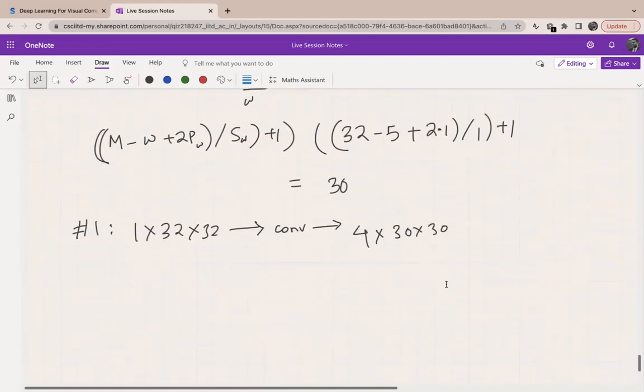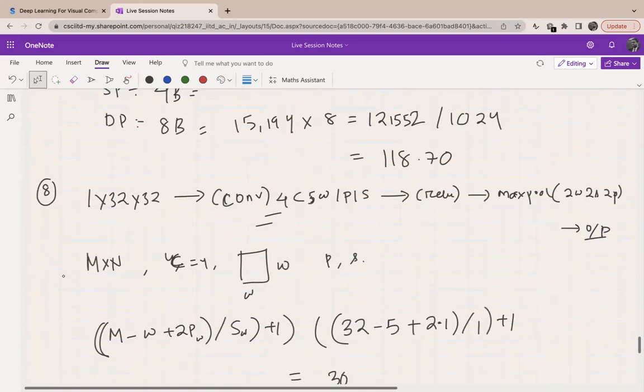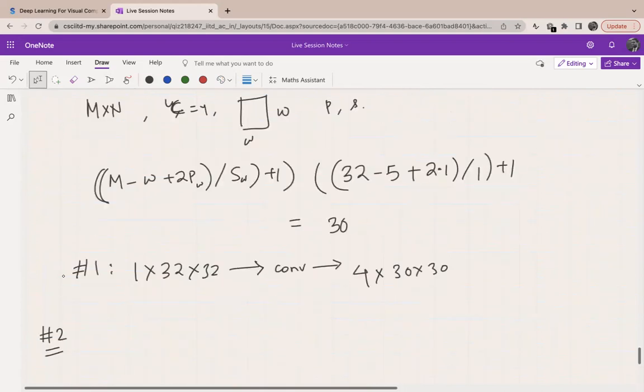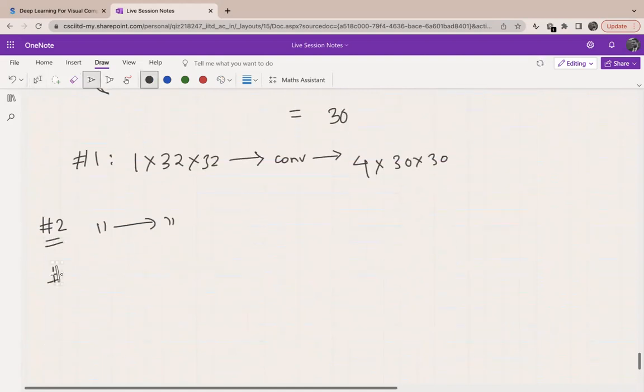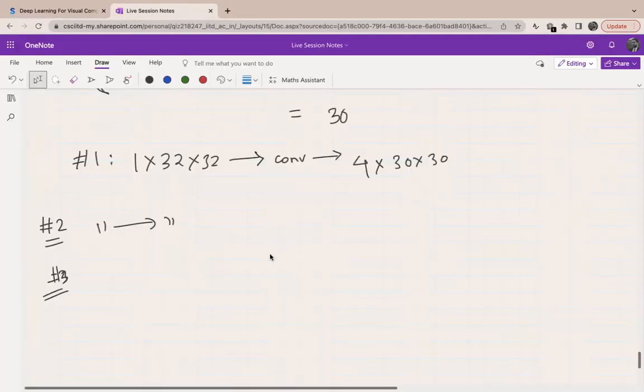Similarly, if we go for layer number 2, layer number 2 is a ReLU. It will remain the same. Coming to layer number 3, in layer number 3 we have max pool of 2W, 2S, and 2P. So it will work like that.